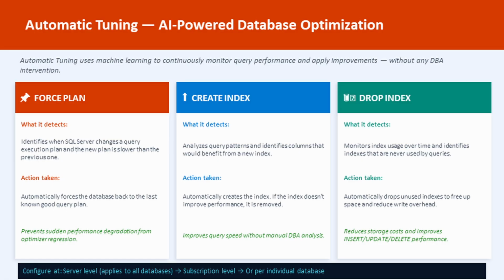The server level, which applies defaults to all databases on the server. The subscription level, or on a per-database basis where individual settings override the server defaults. For each of the 3 actions, you can independently enable or disable automatic execution.